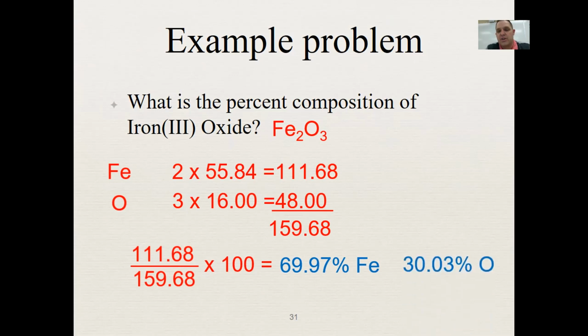So our final answer here in this problem is we have 69.97% iron and 30.03% oxygen. Now, if you add my percents up, they add up to 100. Sometimes because of rounding, we'll be really close, like 99.9. Totally good, but we really want to make sure we're really, really close to 100.